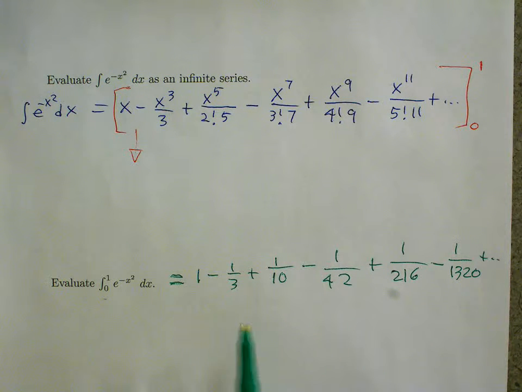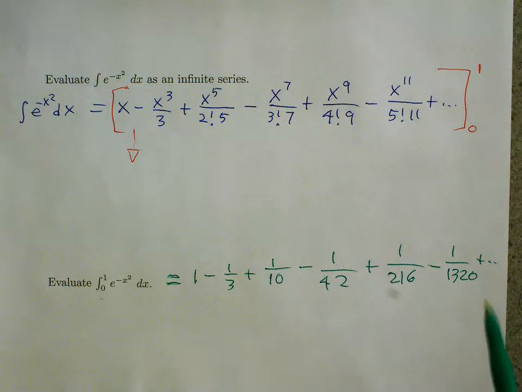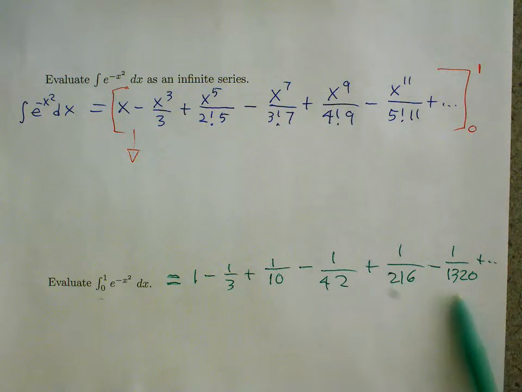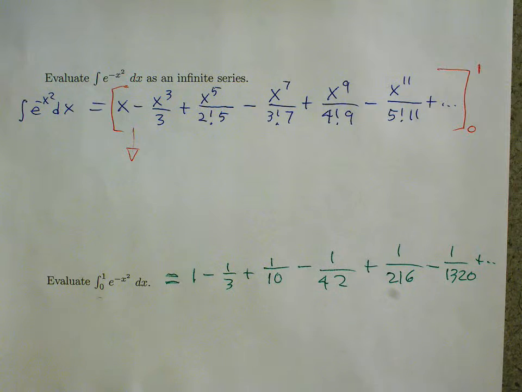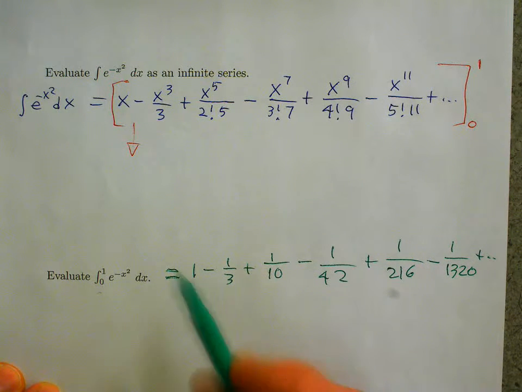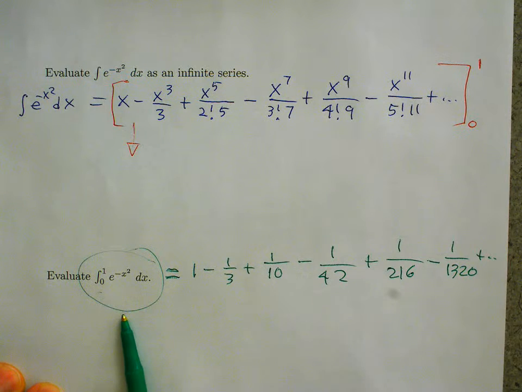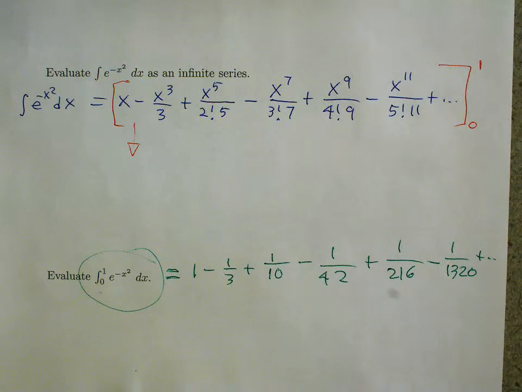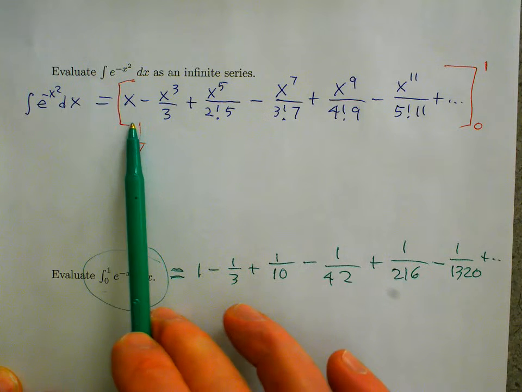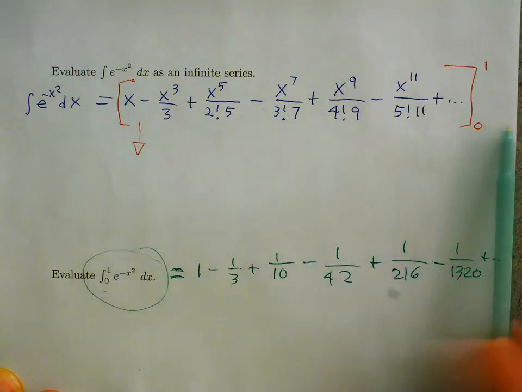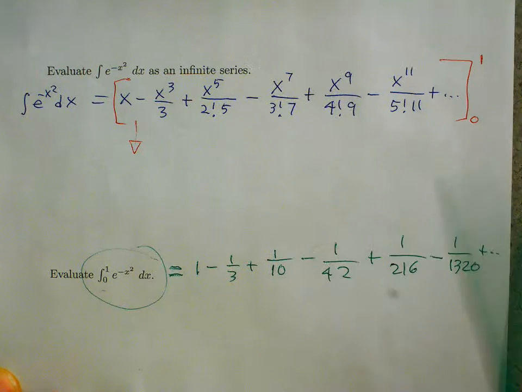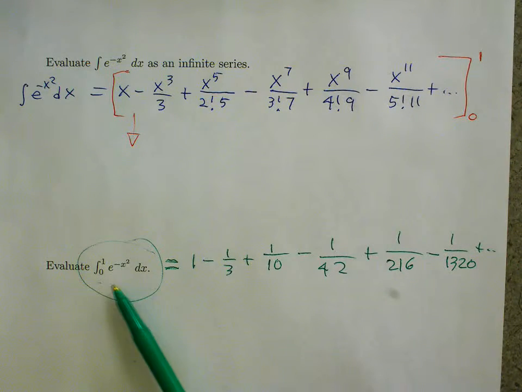Okay, but with that many terms, it turns out that this is a pretty good approximation of what that definite integral is. And you might remember earlier this semester, according to the textbook, there isn't a known antiderivative of e to the negative x squared in closed form. But since it does have a Maclaurin series, then that Maclaurin series can be used to evaluate definite integrals involving e to the negative x squared.